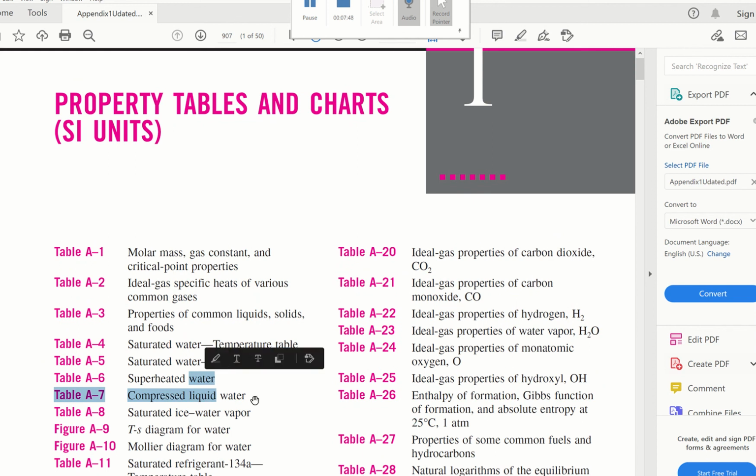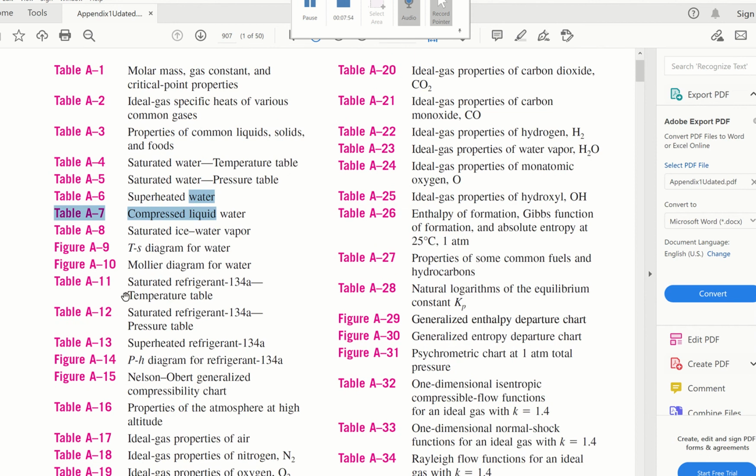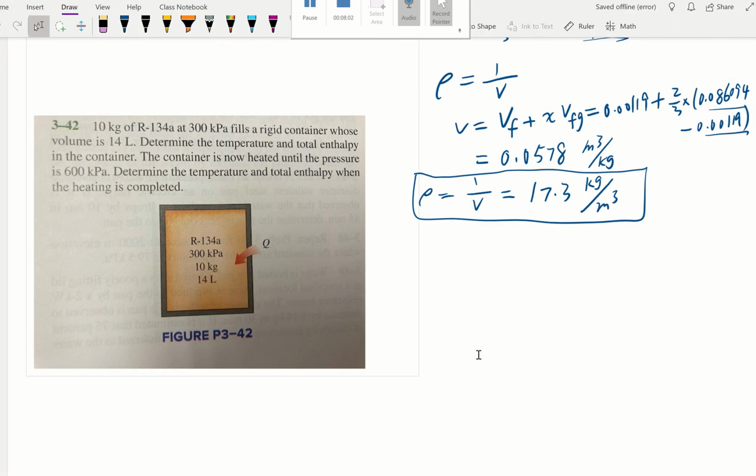4, 5, 6, 7, that's going to be our steam table, but for the pressure, R134 is going to be 11, 12, and 13. Okay, 11, 12, and 13. So I'm going to make a note. If it's R134, the table is A11, 12, and 13. If it's water, we're going to look at tables A4, 5, 6, 7.